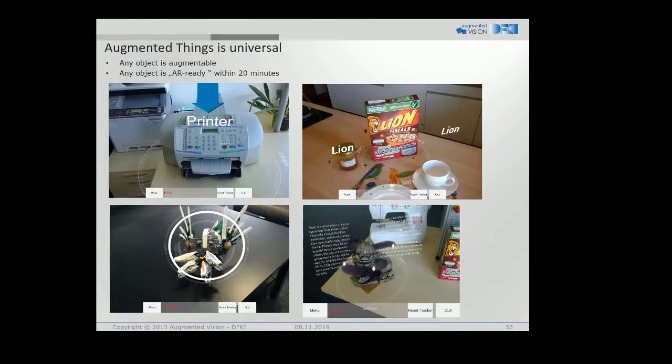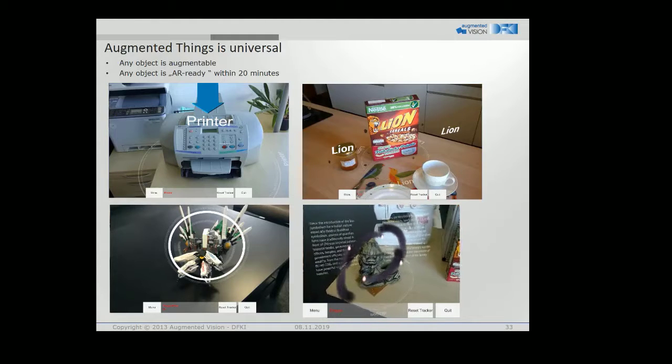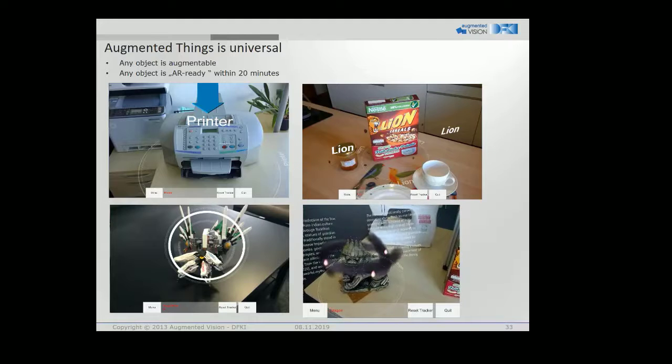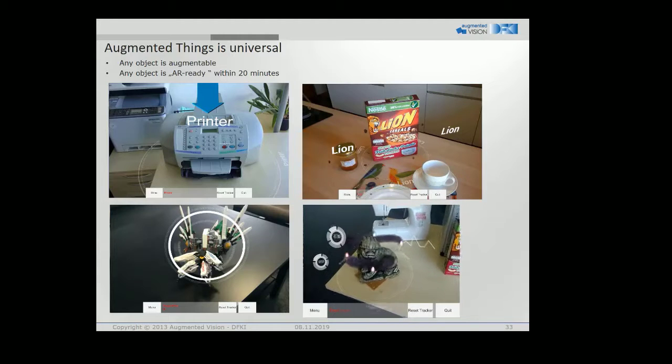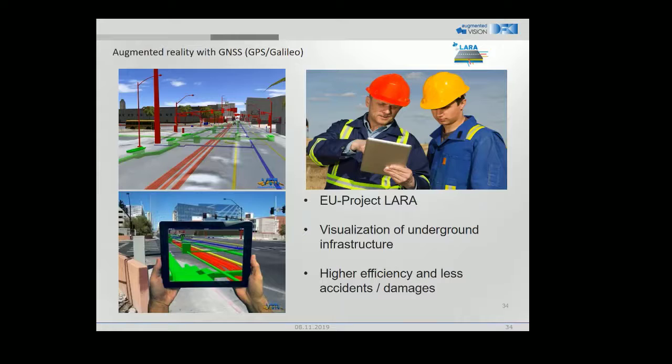But augmented reality is not limited to these kind of trackings. A project that was done in our group used GPS coordinates for tracking underground facilities. This was Project Lara. It has been finished a couple of years ago, and the idea was to help experts in the field with visualizing underground infrastructure and have them work with better efficiency.